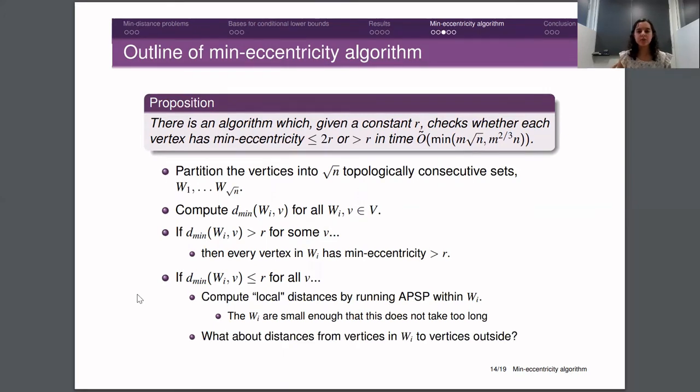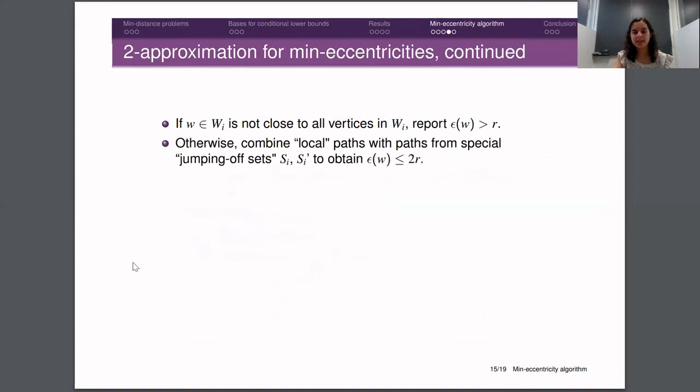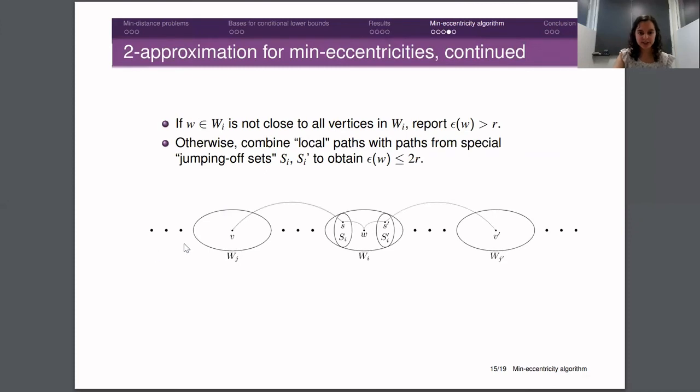And so now we know these local distances, but we still need to know about the distances from vertices in WI to vertices outside WI. So if a vertex in WI is not close to all of the vertices in WI, then we immediately have that its min eccentricity is large, so we can just report that. And if it is close to everybody in its set, then we can combine these local paths from it to vertices in its set with paths from these special jumping off sets, which give these external paths. So this is what this is going to look like.